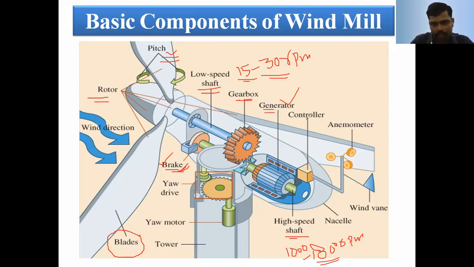And the controller is used to control the turbine. Suppose the wind speed is above 55 miles per hour, the turbine would be damaged. At that time, it is automatically stopped with the help of the controller. Normally, the wind speed available is 8 to 16 miles per hour. Suppose it increases above 16 miles per hour, the turbines are damaged. At that time, the mechanism is automatically stopped with the help of the braking mechanism.